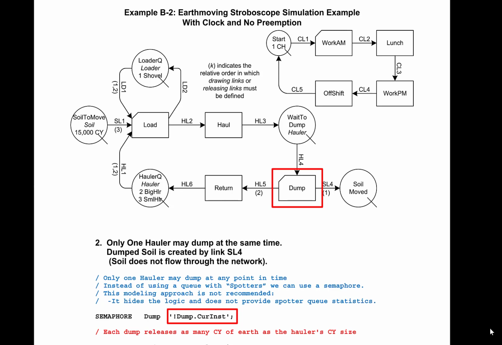On the other hand, if there is an instance of dump going on, then dump.carInst will be 1, in which case the logical not of 1 is 0, which means that the semaphore for activity dump is false, which means that no other instance of activity dump can be created. So this logical statement ensures that at most only one instance of activity dump may exist at any given point in time, which is the equivalent of having just one spotter.